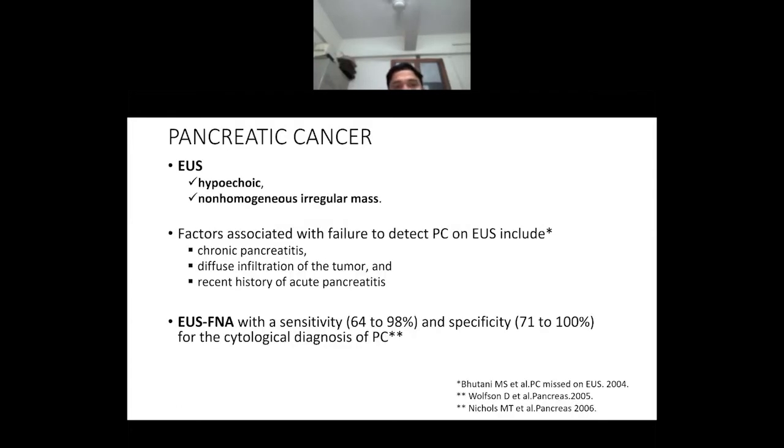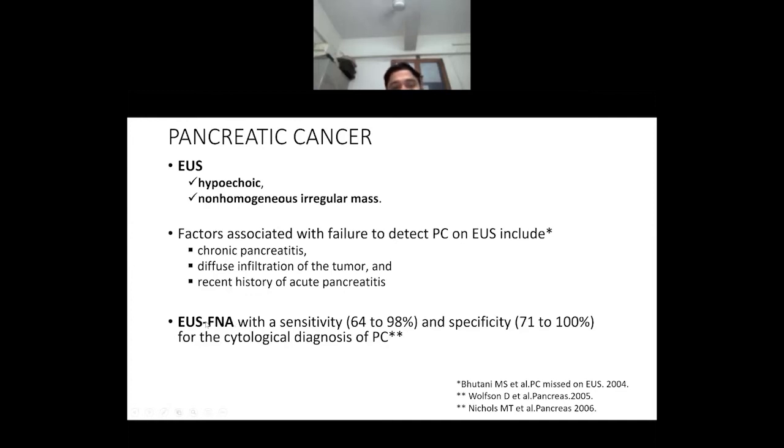On endoscopic ultrasound, the lesion in pancreatic cancer appears as a hypoechoic and non-homogeneous irregular mass. Factors associated with failure to detect pancreatic cancer on endoscopic ultrasound include chronic pancreatitis, diffuse infiltration of the tumor, and recent history of acute pancreatitis. In these conditions, it is very difficult to identify pancreatic cancer on endoscopic ultrasound.